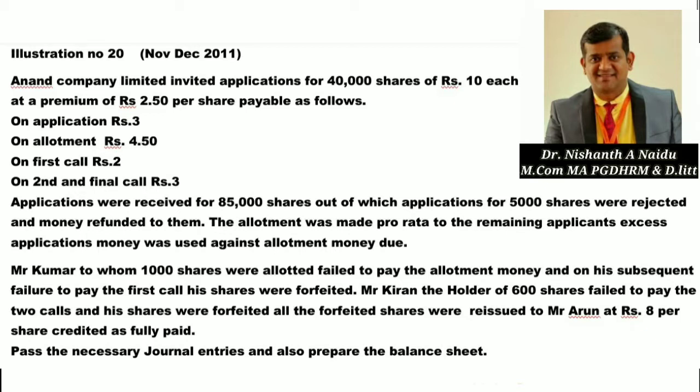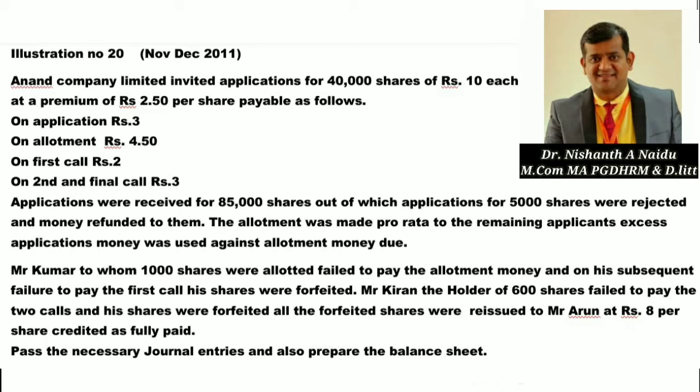See, this is one of the same kind of problem which we have done so far. So here Anand Company Limited have invited application for 40,000 shares. The face value of the share is rupees 10, but the company issued at a premium of 2 rupees 50 paise per share. So the money has been collected on application 3 rupees, on allotment 4 rupees 50 paise, which includes premium. Even though it is not mentioned, we always assume premium money is included in the allotment level only. Next, on first call rupees 2, then on second and final call rupees 3.